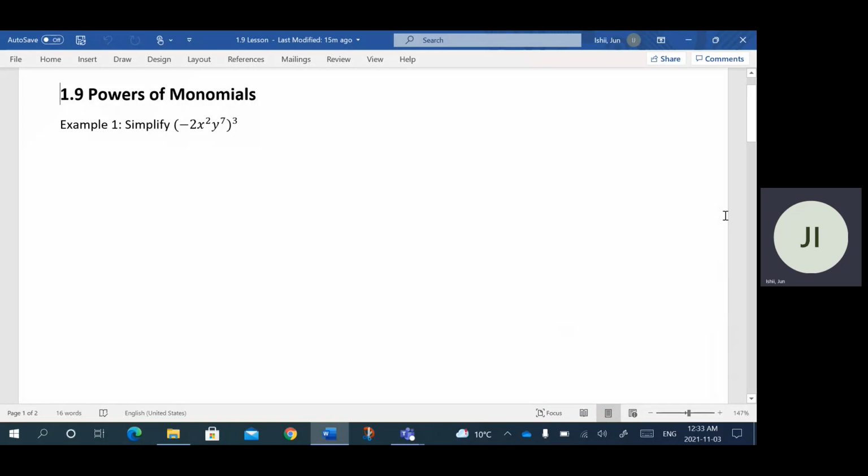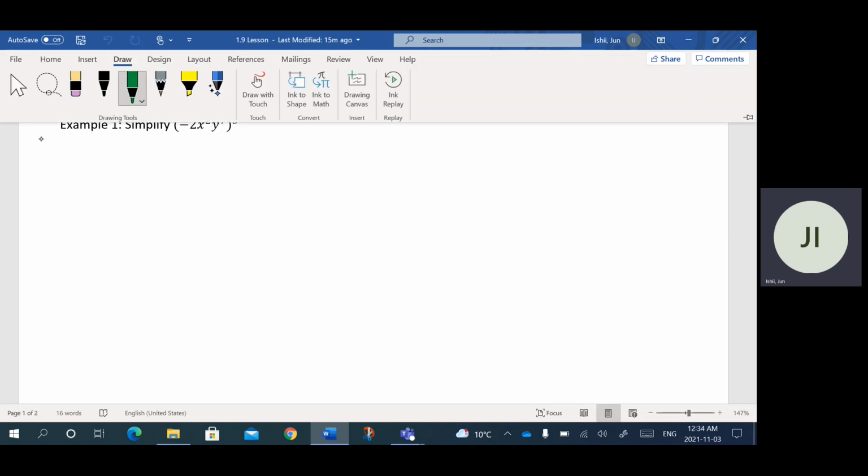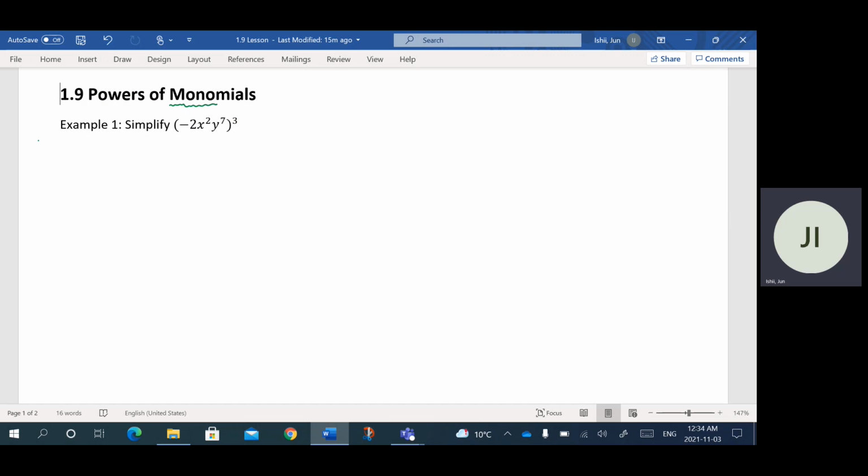All right, so in this video, what we're going to be doing is looking at powers of monomials. First thing I want to point out is what a monomial actually is. It is this right here: negative 2x squared y to the 7th. This is an example of a monomial.